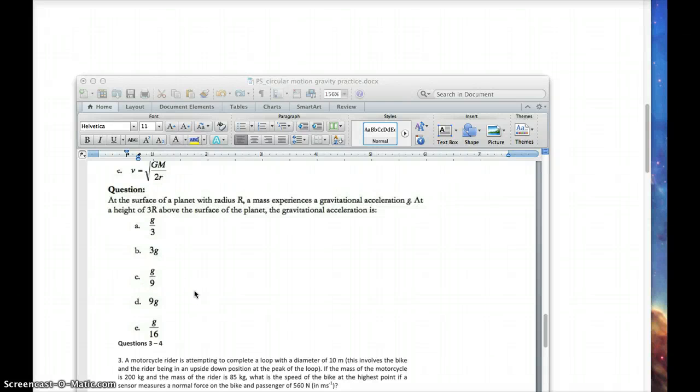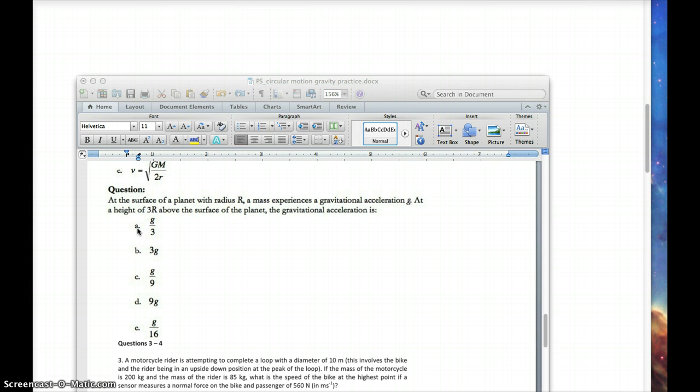Hello again. This is part 3 of the AP Physics Circular Motion and Gravity Practice Problem Review. We'll be looking at this problem now, which is problem 6 in your packet.